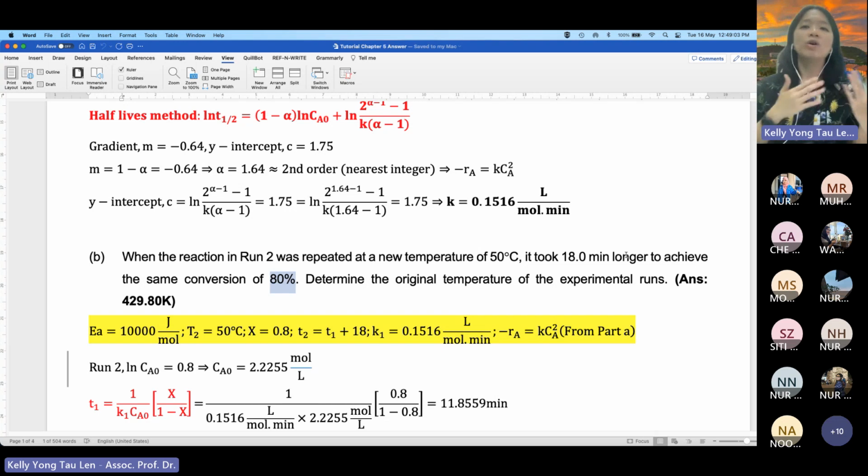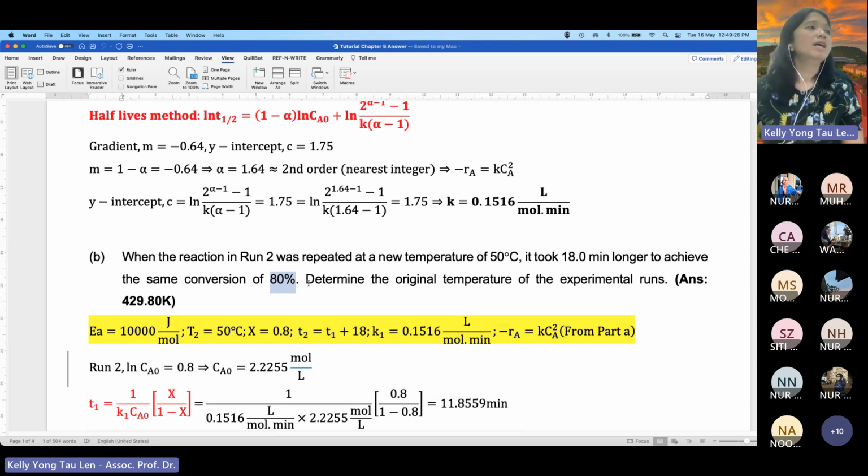So means your original temperature should be above 50 Celsius. Sorry. Maknanya suhu asal tindak balas kamu should be more than 50 Celsius. Sebab tu bila dikurangkan kepada 50 Celsius, masa tindak balas menjadi lebih panjang. Okay, so that's our deducement. But we haven't really solved the question yet.